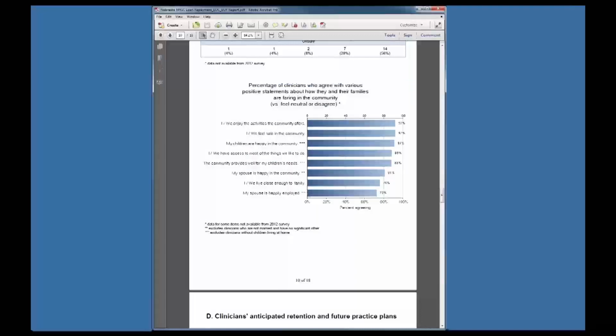Note that these percentages have asterisks. This excludes clinicians who are not married or have no significant other, or, for some of these, clinicians who don't have children living at home. So this is just among those questions that ask about spouses. Obviously, the percentages are just among married people.